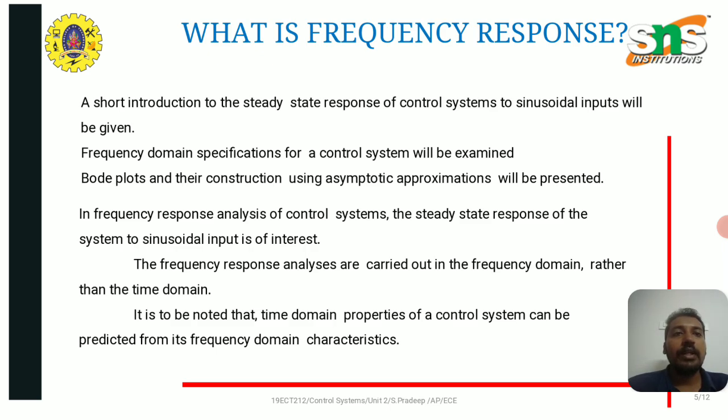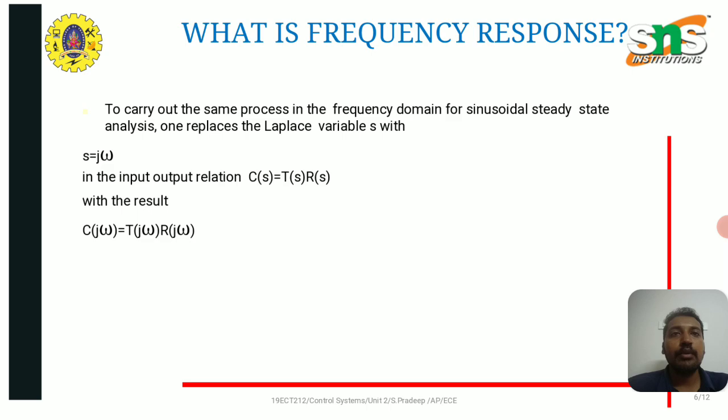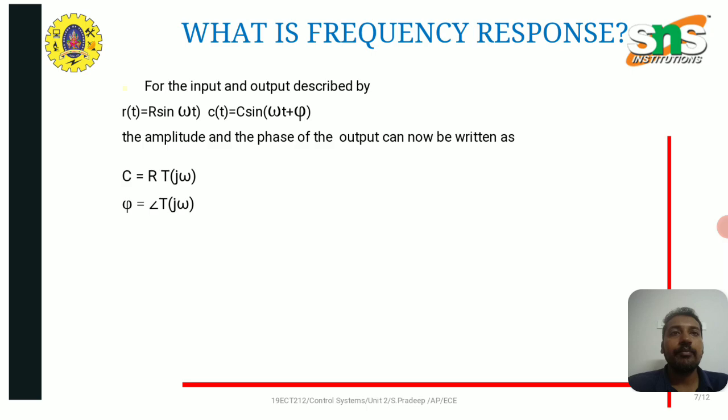It is to be noted that time domain properties of a control system can be predicted from its frequency domain characteristics. To carry out the same process in the frequency domain for sinusoidal steady state analysis, we replace the Laplace variable s with j omega. In the input output relation, C of s equal to T of s R of s, with the result C of j omega equal to T of j omega R of j omega.